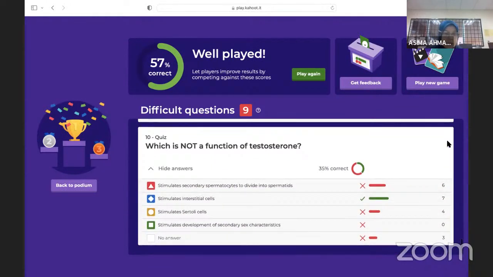Which is not a function of testosterone. Stimulate secondary spermatocytes to divide into spermatids. This is the function, right, of testosterone. And then stimulates interstitial cells. So this is actually stimulated by LH. Okay. So probably jawapan ini lah, sebab dia tak baca lagi. Stimulate Sertoli cells. No. Alright.